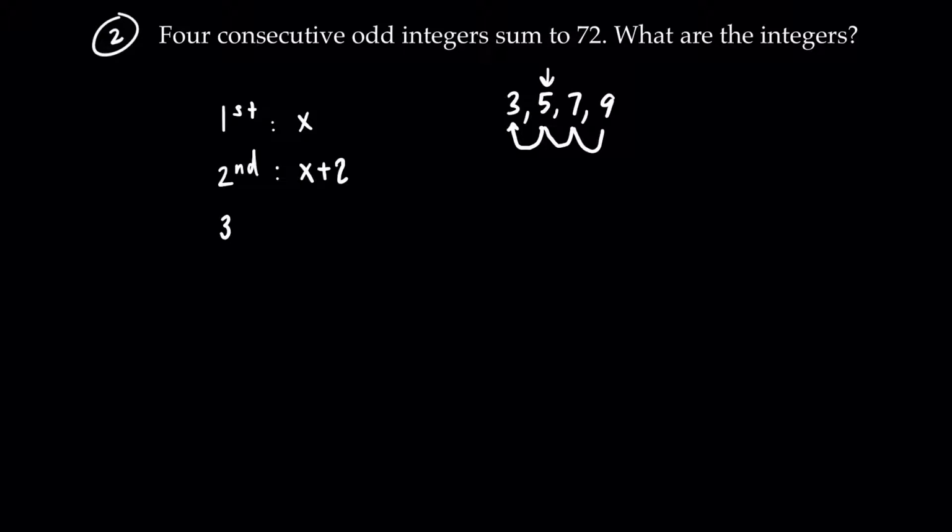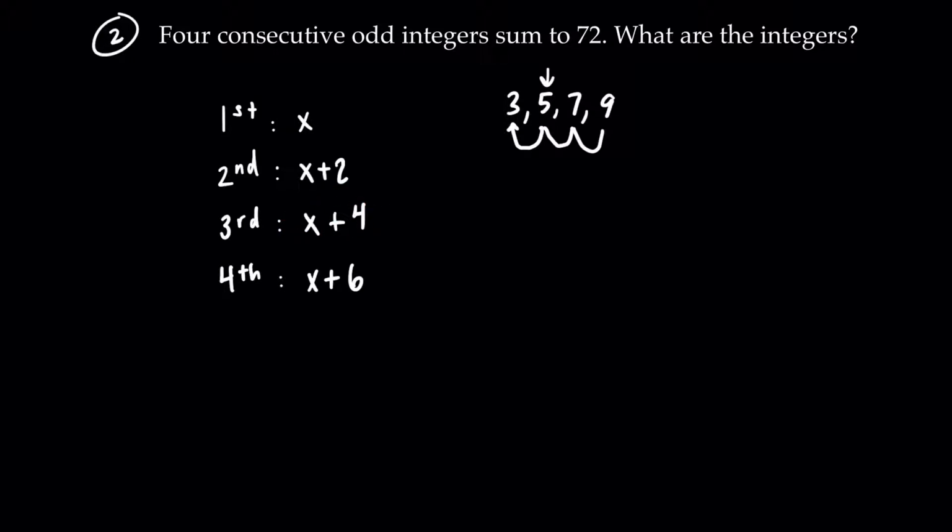The third integer is going to be 2 more than the second integer. So if you take x plus 2 and you add 2 to that, you should have x plus 4. And this makes sense if you look at the third integer, 7 versus 3. 7 happens to be 4 more than 3. What should we put for our fourth consecutive odd integer? I'm going to say x plus 6 because it has to be 2 more than this one right here.